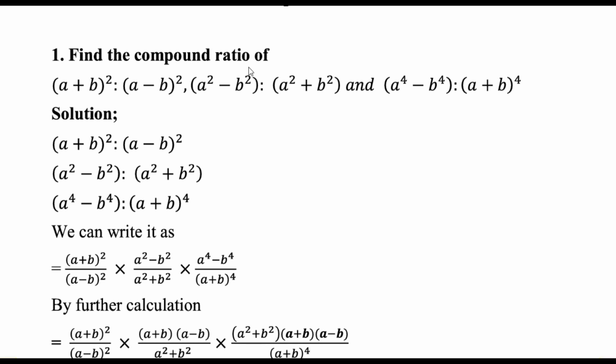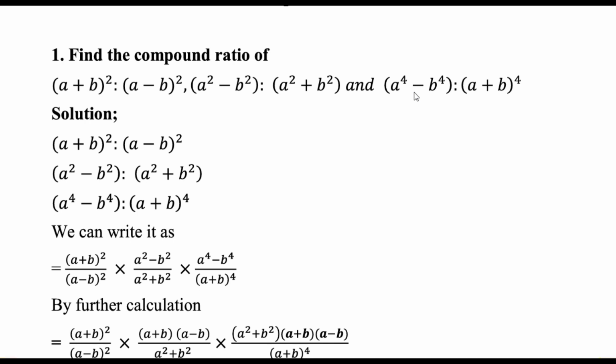Find the compound ratio of (a plus b) square is to (a minus b) square, (a square minus b square) is to (a square plus b square), and (a to the power 4 minus b to the power 4) is to (a plus b) to the power 4. Okay, so come to the solution part.